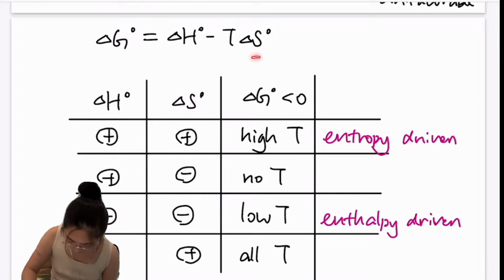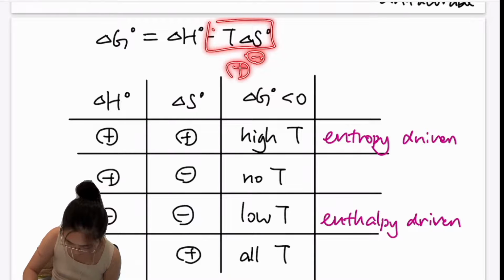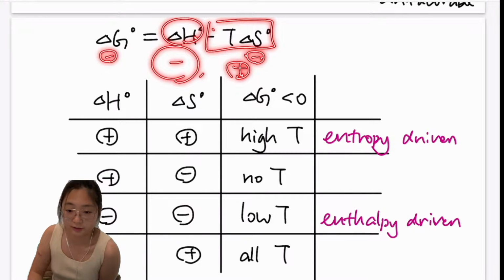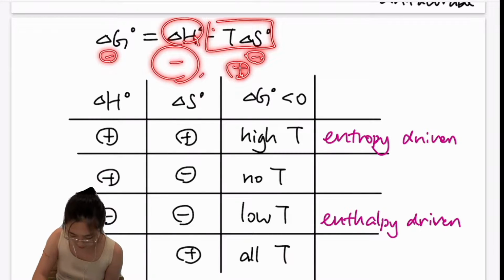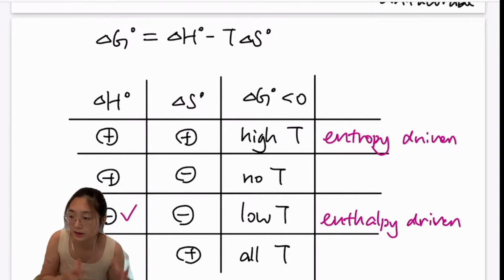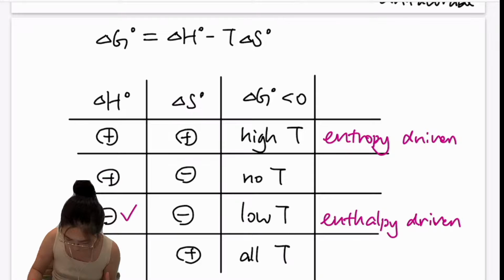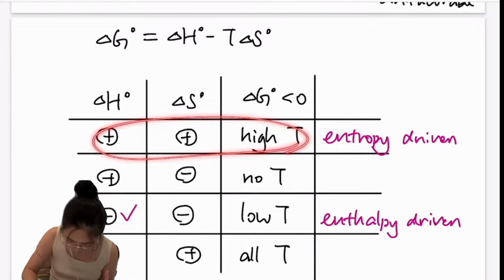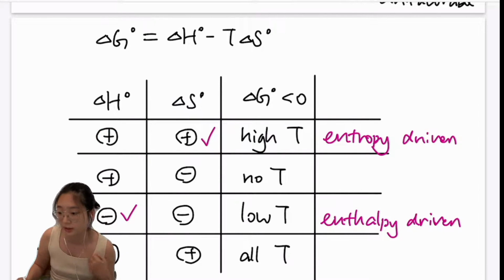Because when delta S is negative, then this part is positive. So what actually contributes to the negative sign of delta G is the negative sign of the delta H. So it's driven by the negative change in the enthalpy. And for this one, it's driven by that positive change in the entropy.